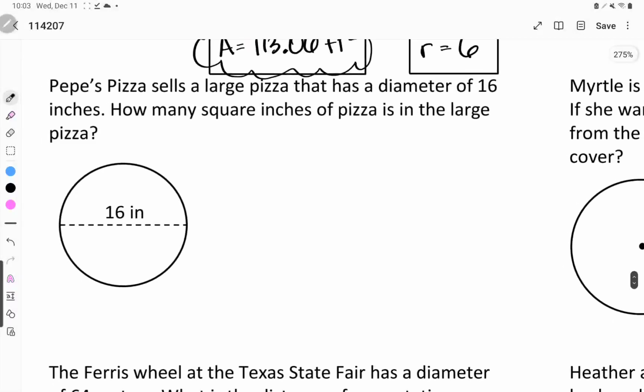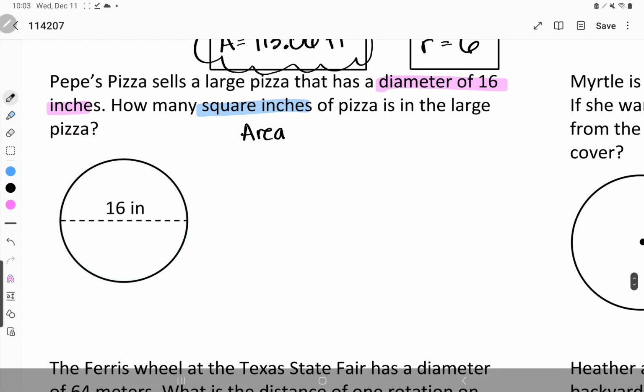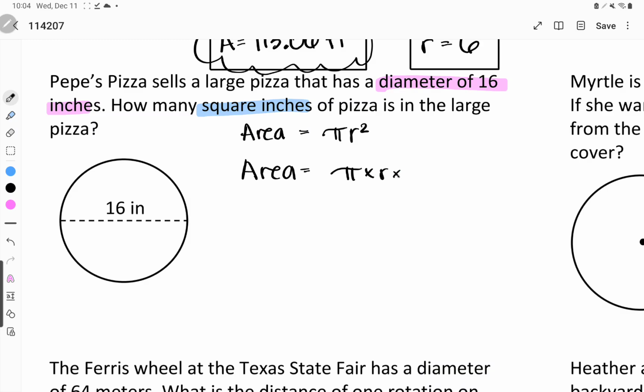All right, this next one says, Pepe's Pizza sells a large pizza that has a diameter of 16 inches. How many square inches? So remember, I said if it says the unit squared, that we're finding area. And also, we're talking about a pizza. You're not just going to eat the crust of the pizza. You're going to eat the whole thing, right? So you're eating the entire surface of that pizza. So you're finding the area. We only have one formula for area, and it is area equals pi times radius squared. Or area equals pi times radius times radius.